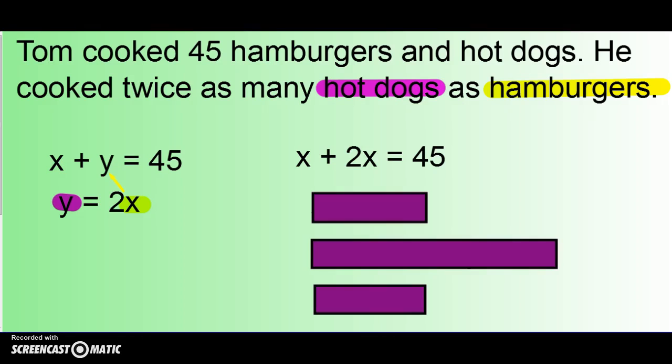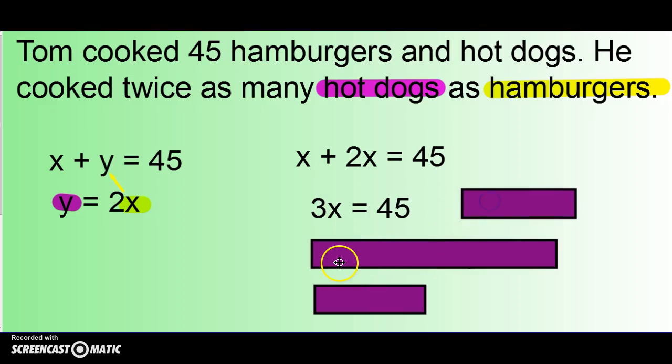All right, last one. Tom cooked 45 hamburgers and hot dogs. So remember, that sounds like hamburgers plus hot dogs is 45. And then it says he cooked twice as many hot dogs. So that means, I color-coded the yellow to say X. That means you'd multiply 2 times the hamburgers to equal the number of hot dogs because you want them to balance. Then go ahead and substitute y for 2x up in this equation.